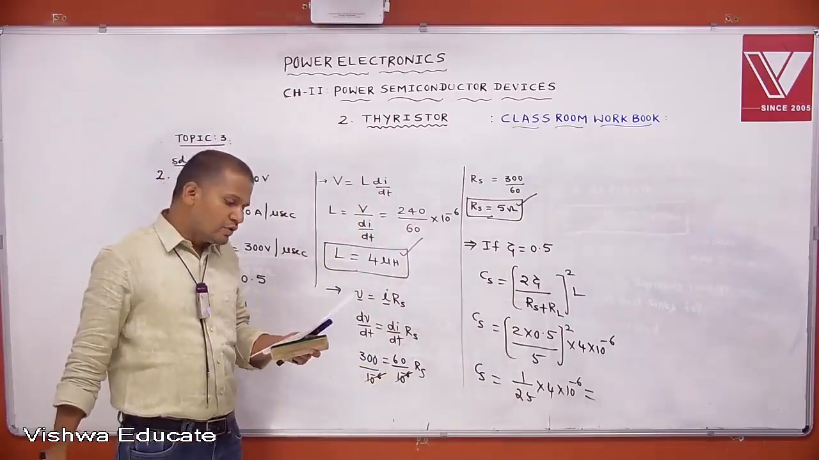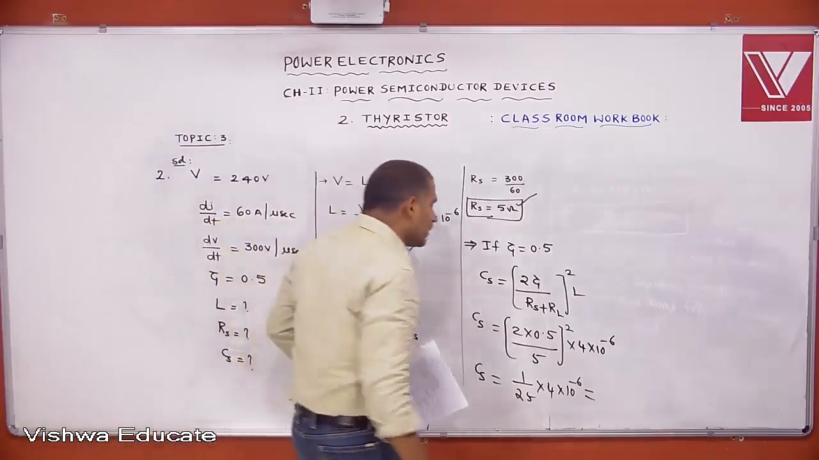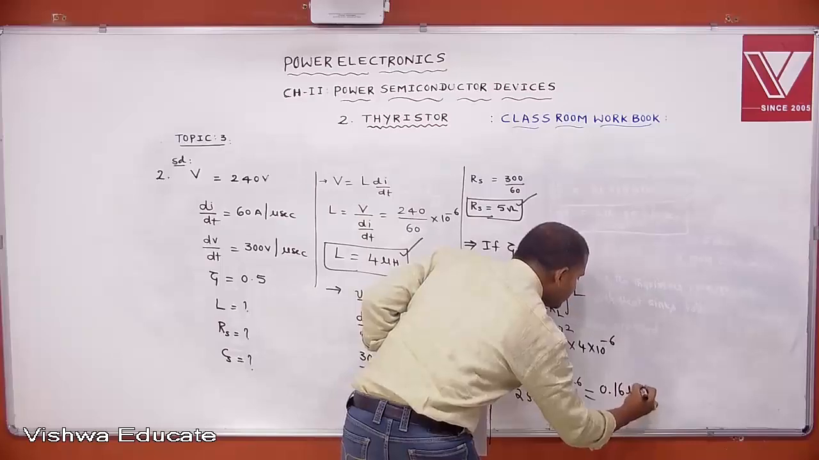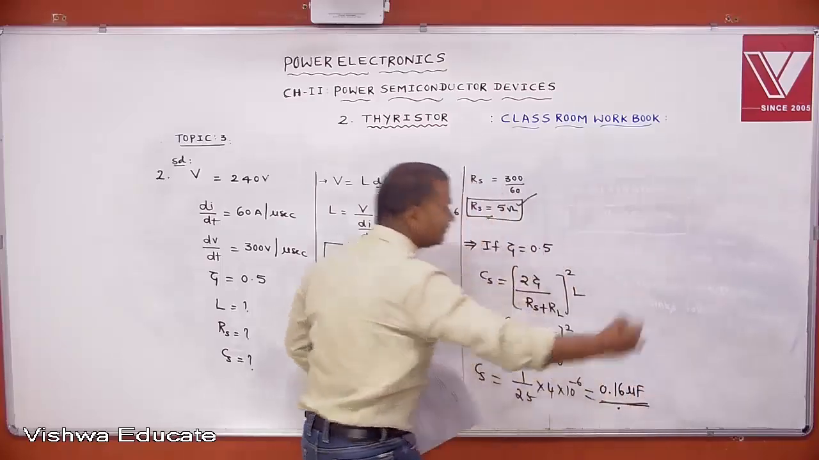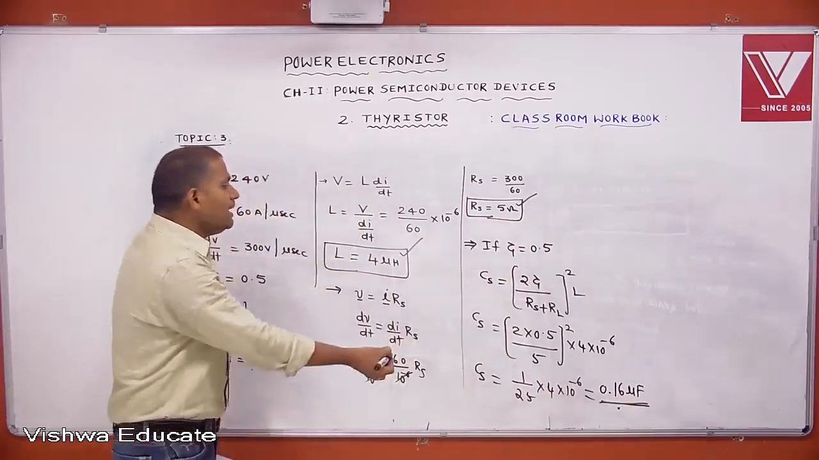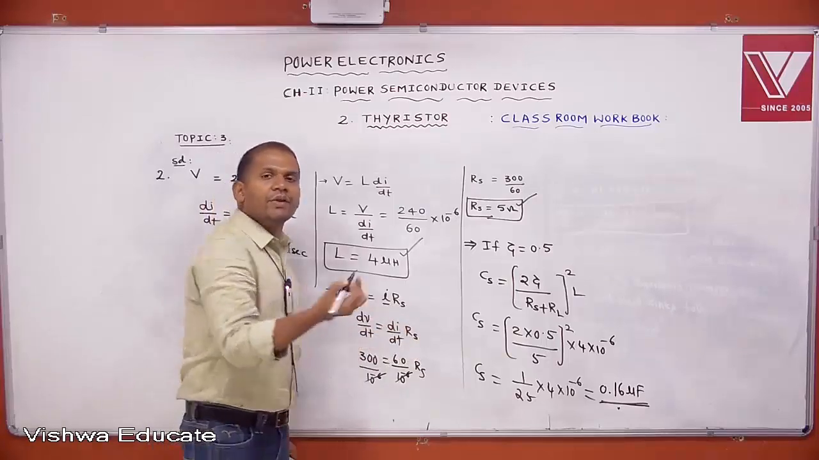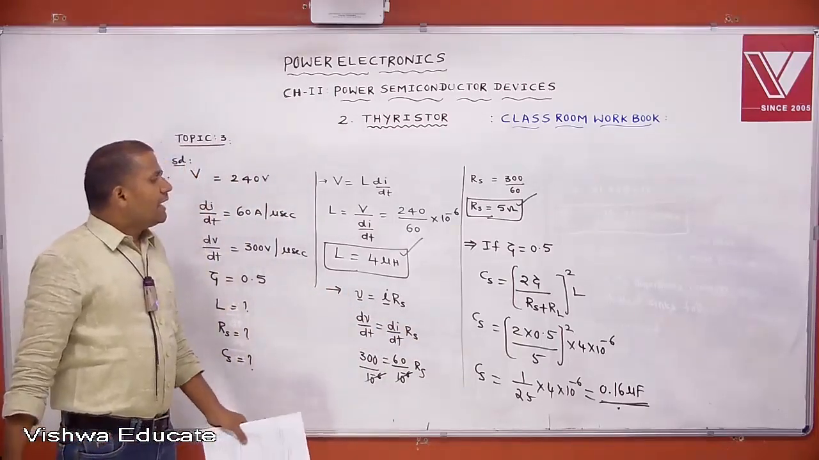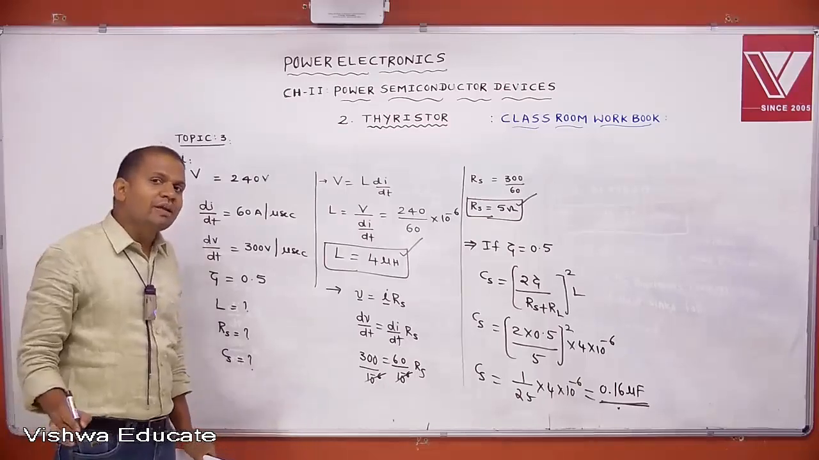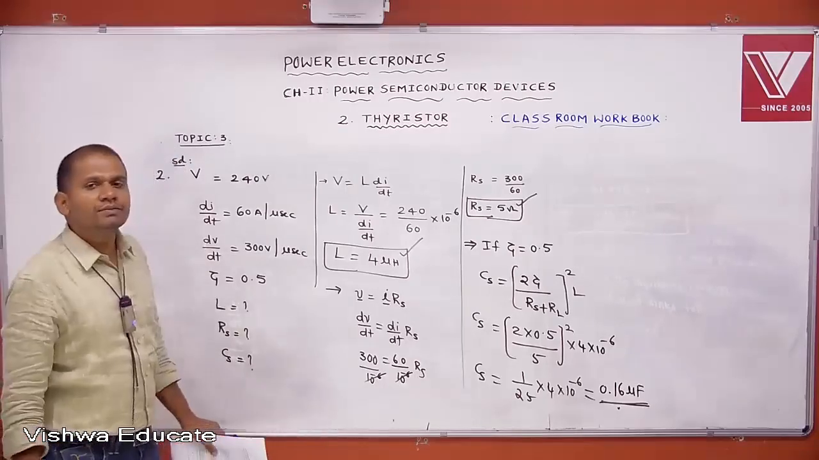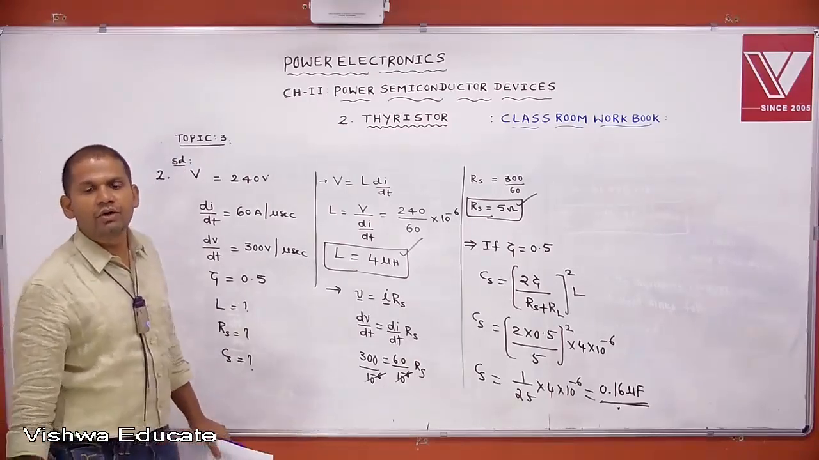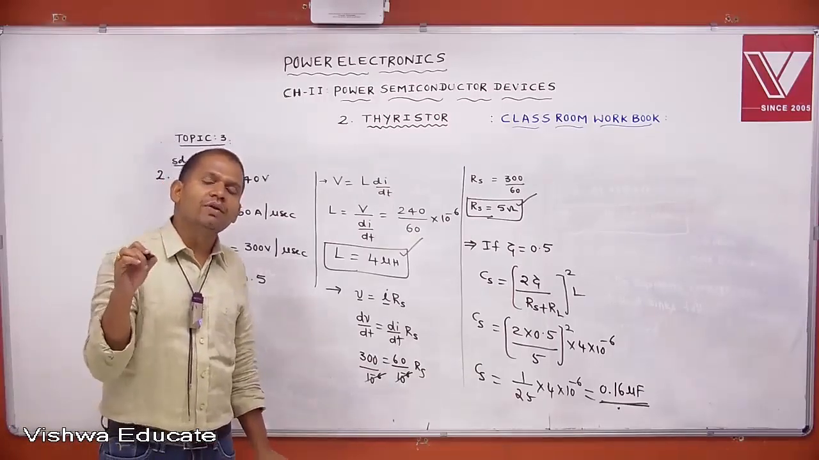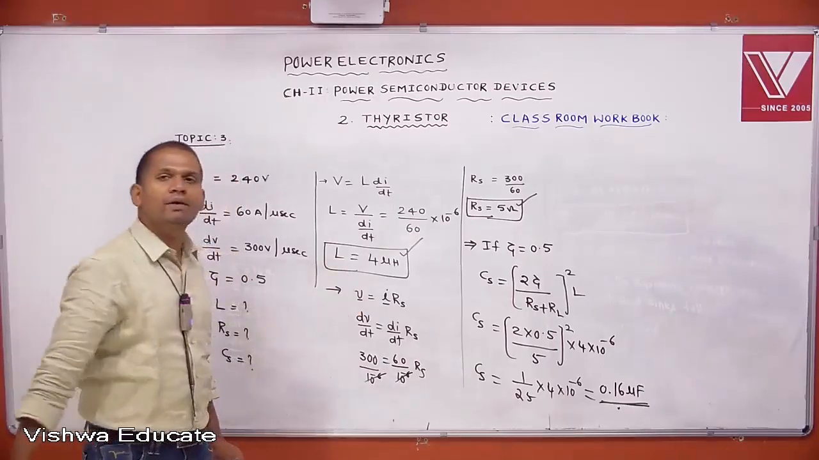Then you simplify this. Then we get 0.16 microfarad. This is the calculation. If RL is not given, you take 0. Zeta is given as 0.5. If it is not mentioned, how much damping ratio do you take? It is 0.65. For optimum results, you take zeta equal to 0.65. If it is given, then according to that you can calculate.